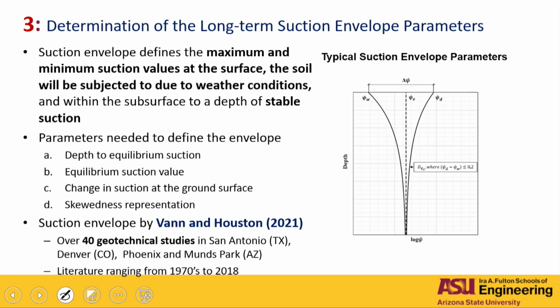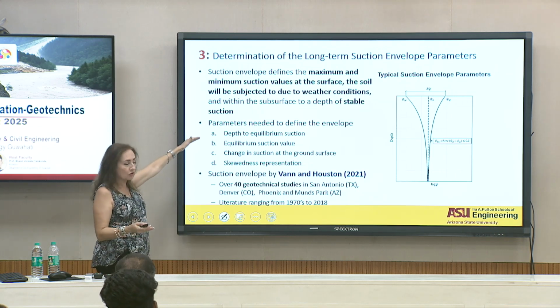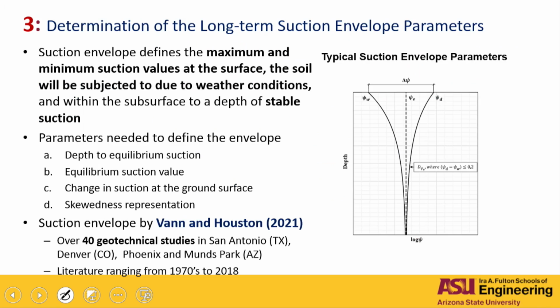All right, so let's keep with the suction envelope, okay? We keep the suction envelope to define the maximum and the minimum values at the surface that the soil will be subjected to due to these weather conditions, okay? So in order to define that, what do you need? Well, again, I told you: the depth to equilibrium suction, the equilibrium suction value, the change in suction at the ground surface, and the skewness representation, okay?